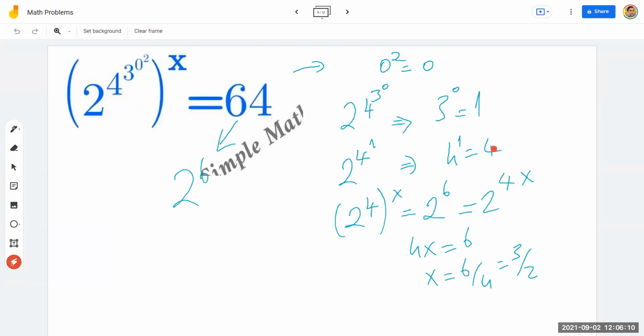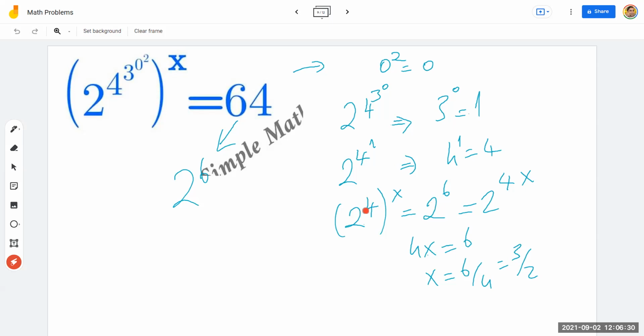4 power 1 is 4. So power 1 is always equal to the number itself. So 2 power 4 power x equals 64, and 64 is 2 power 6. You can check. If you multiply 2 by itself 6 times, you are going to get 64.